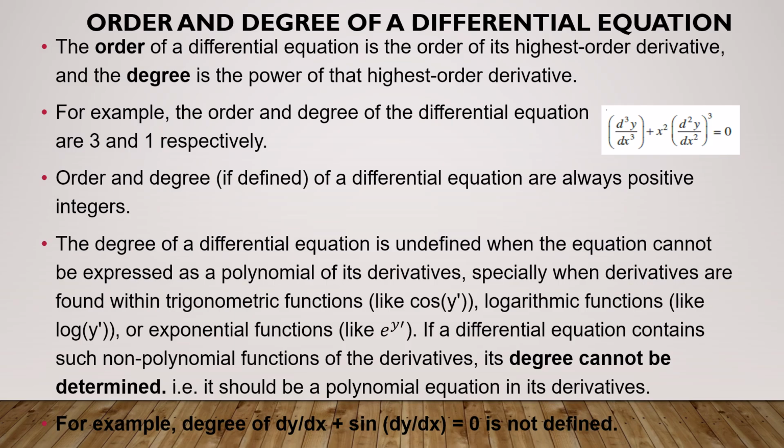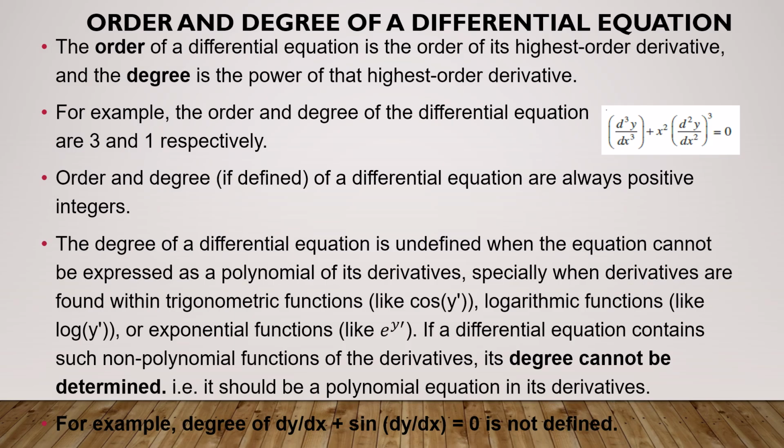When will this generally happen? The rule of thumb is generally when you have a trigonometric function with derivatives inside it, like cos of y dash, sine of y double dash, or logarithmic functions like log of y dash, or exponential functions like e raised to y dash, e raised to y double dash. In these types of cases you cannot write it in the form of a polynomial of derivatives. So the degree will not be defined. If a differential equation contains such non-polynomial functions, its degree will not be defined. It should be a polynomial equation in its derivatives.